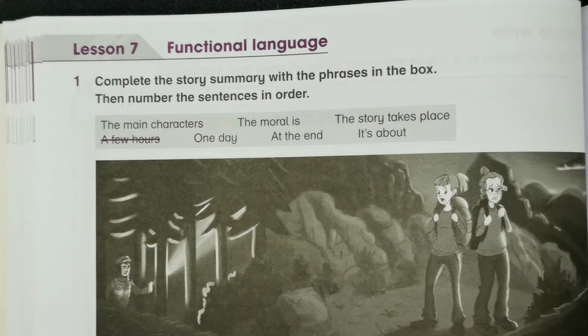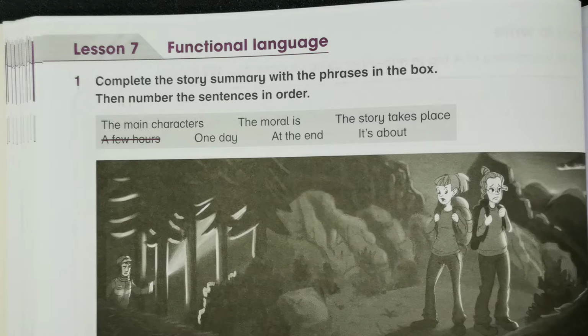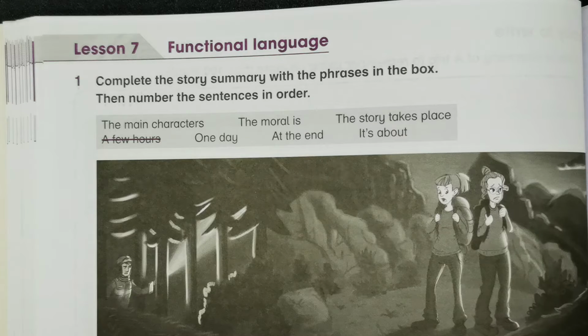Okay, pupils, we are on this Year 6 Academy Stars Workbook on page 90. We are on Unit 8, Lesson 7, Functional Language. Activity 1. Complete the story summary with the phrases in the box. Then number the sentences in order.